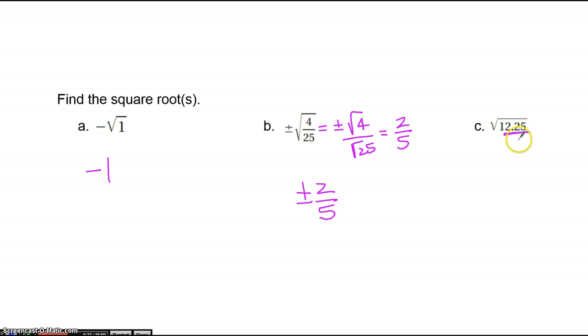You have to think of two of the same numbers that you can multiply and get the correct answer, or you could use your handy-dandy calculator, and it will tell you that 3.5 times 3.5 gives you 12.25. So then your answer is 3.5.